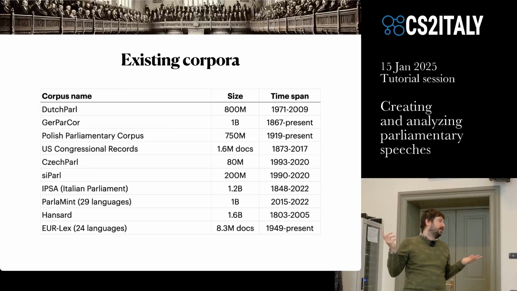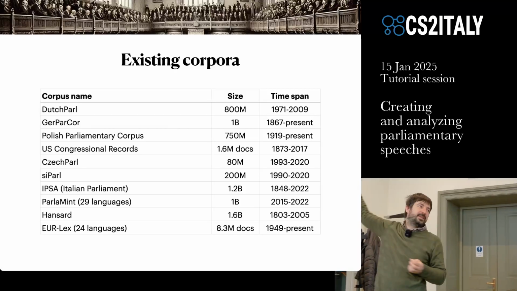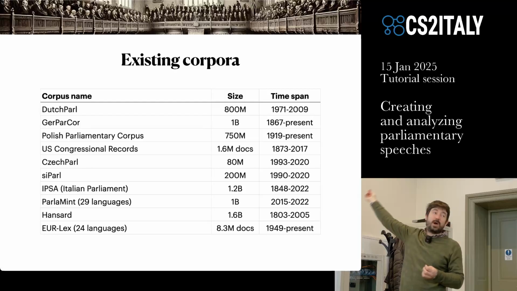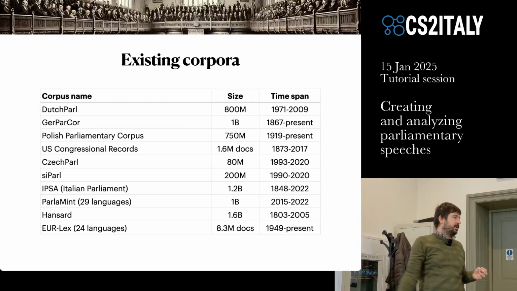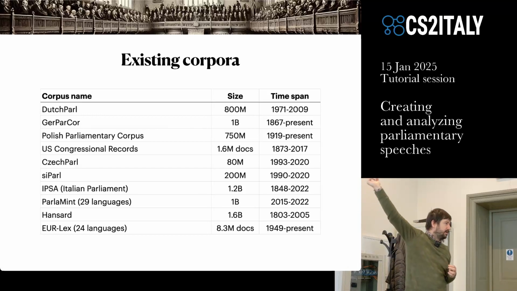Slovenia is a very young country, so they don't have a lot of data. They started to collect data in 1990. So it's one of the smallest ones, also for the Czech Parliament, because the Czech Republic is also a very young country. But they have a very, very smart community around it. So they performed a lot of studies on this small amount of data.